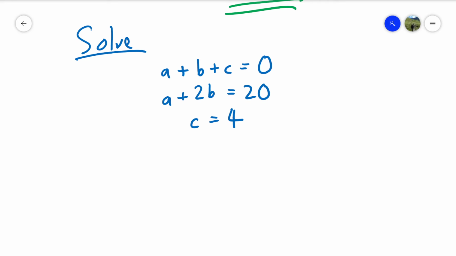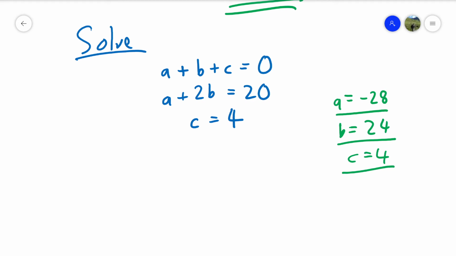I'm going to write out the answers, which are a equals minus 28, b equals 24, and c. Oh, I was searching for my answer to c. Of course, c is 4 because we've already been given it.